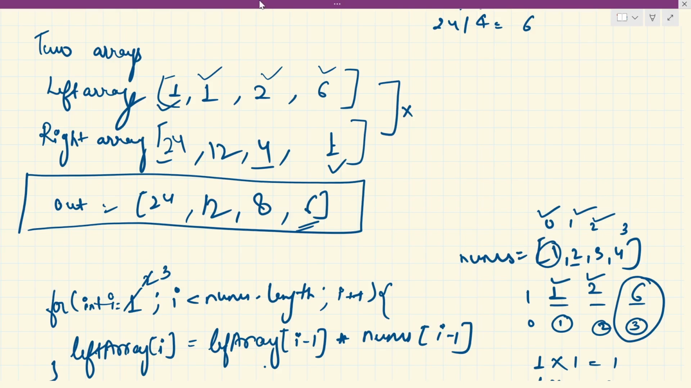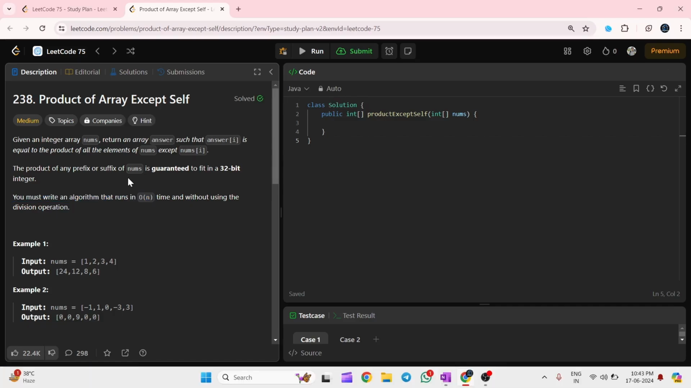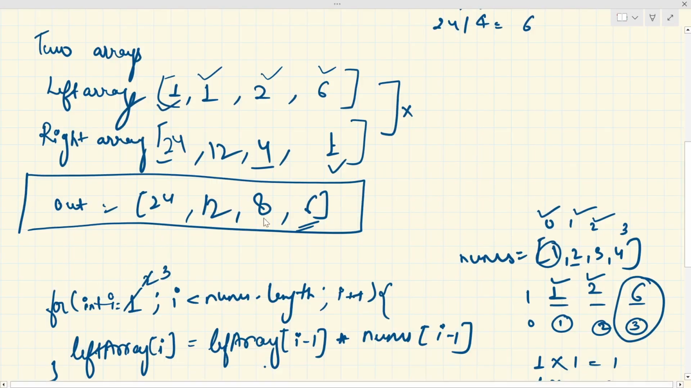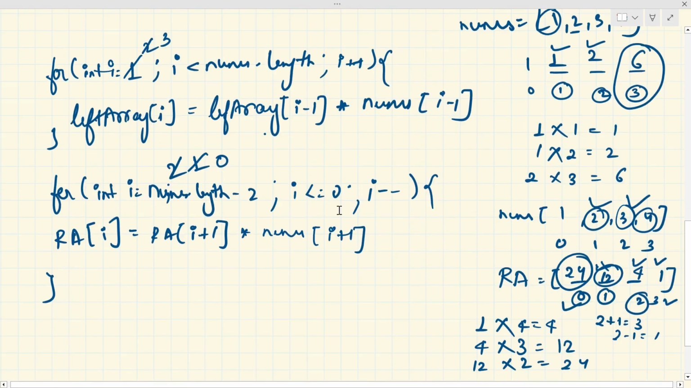So if I match this output with the question, then definitely it matches: 12, 24, 8 and 6. 12, 24, 8 and 6 means that my intuition to solve this question is correct. My approach to solve this question is correct.